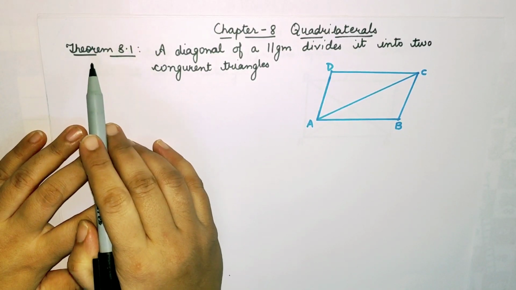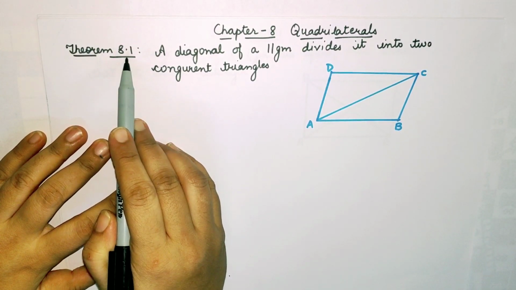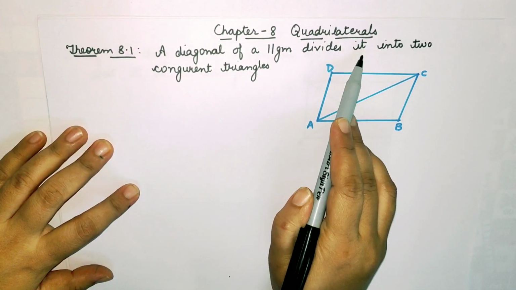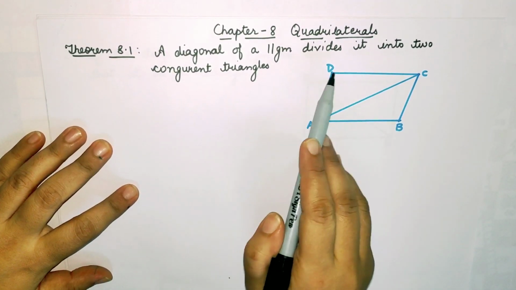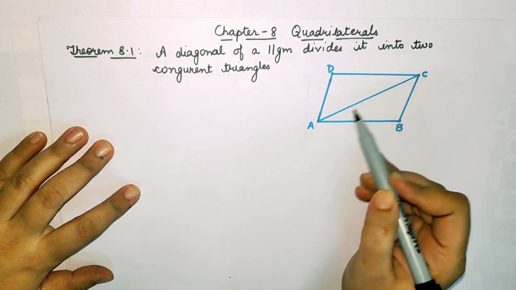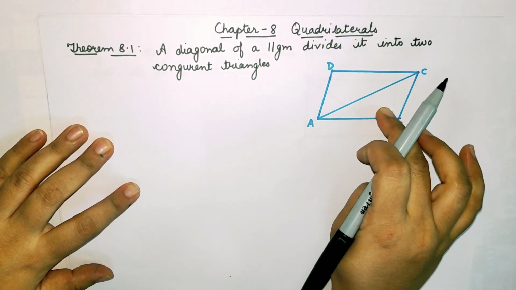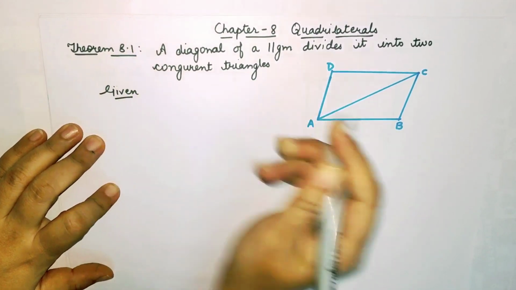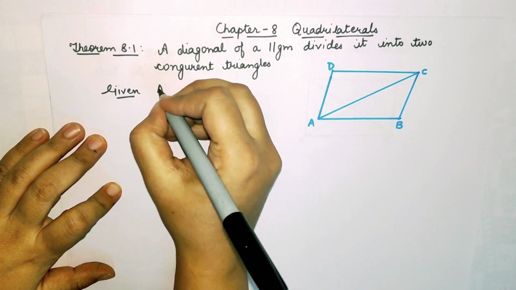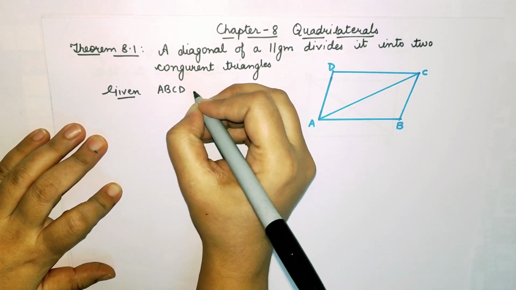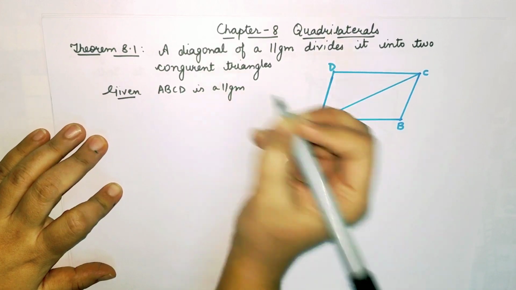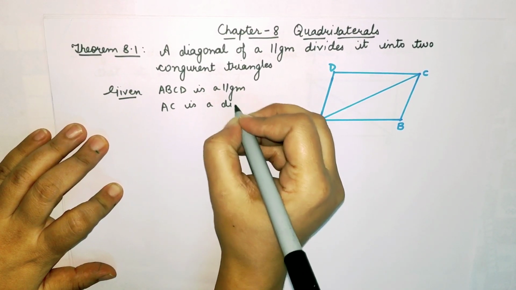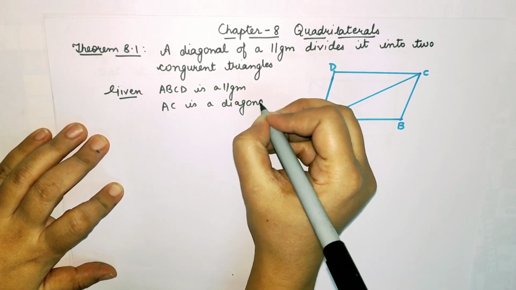Hello students, today we will discuss theorem 8.1, that is a diagonal of a parallelogram divides it into two congruent triangles. We have to prove that one diagonal of a parallelogram divides it into two congruent triangles. So what is given? We take ABCD as a parallelogram. ABCD is a parallelogram and AC is a diagonal. AC is a diagonal of parallelogram ABCD.